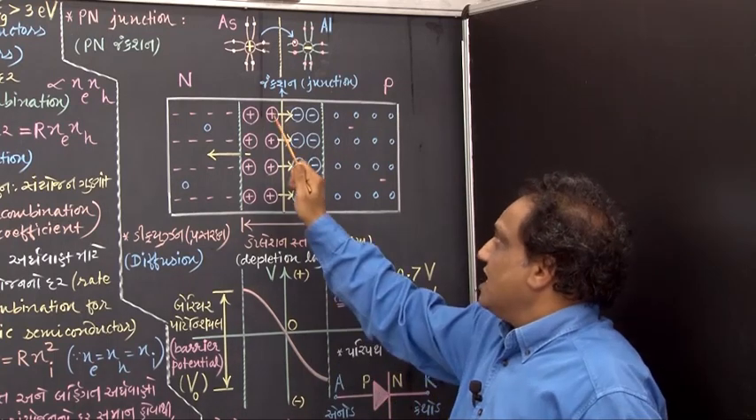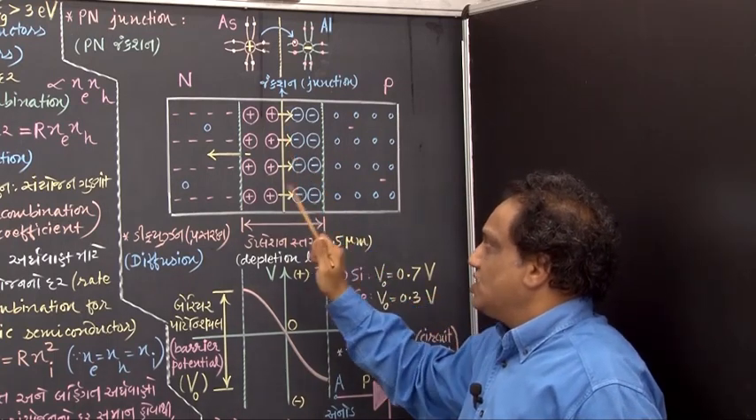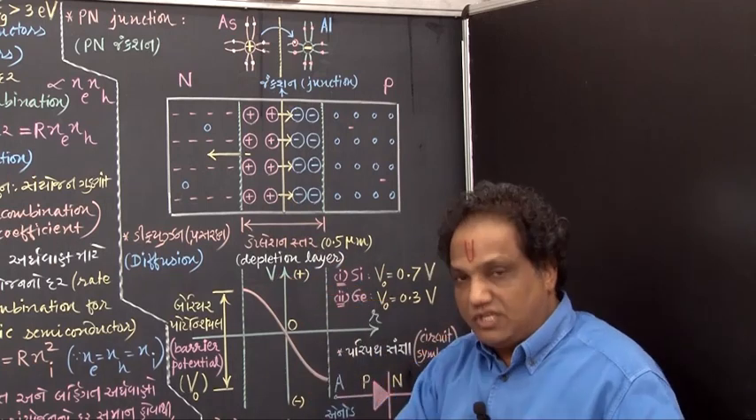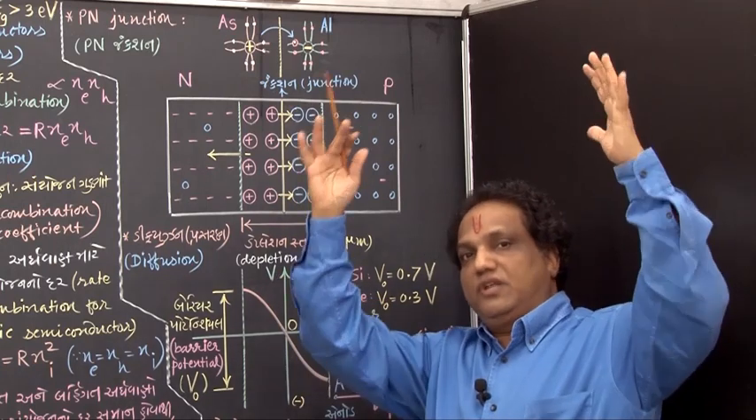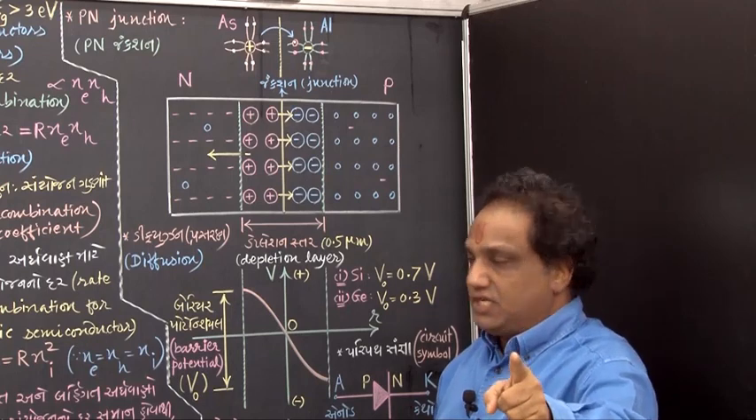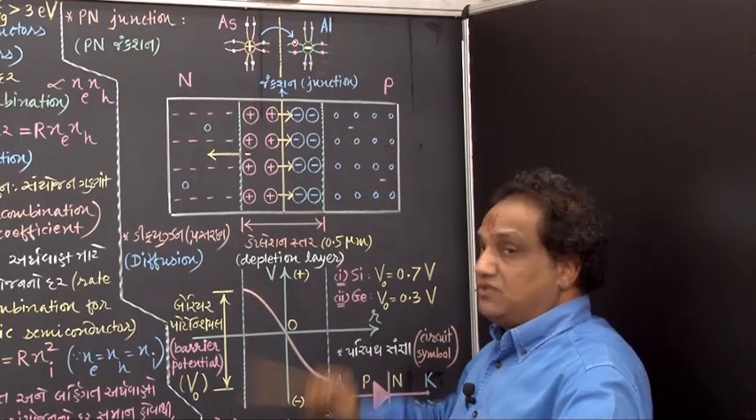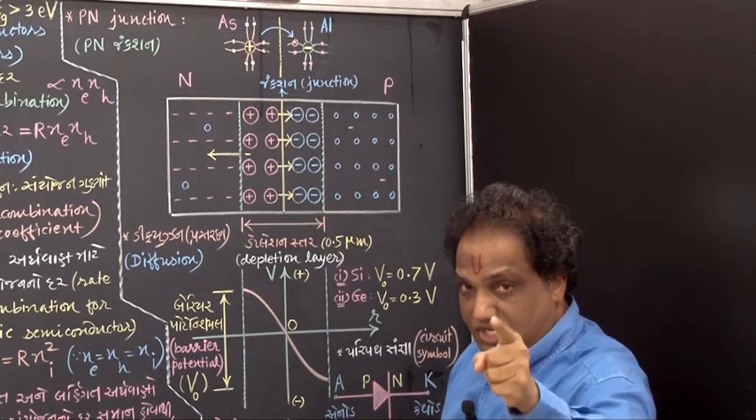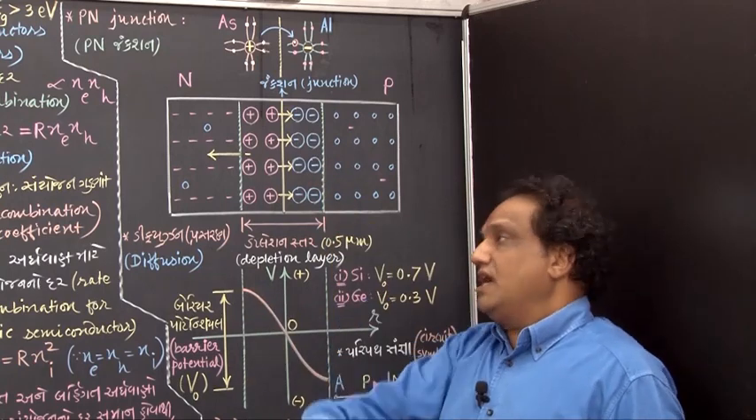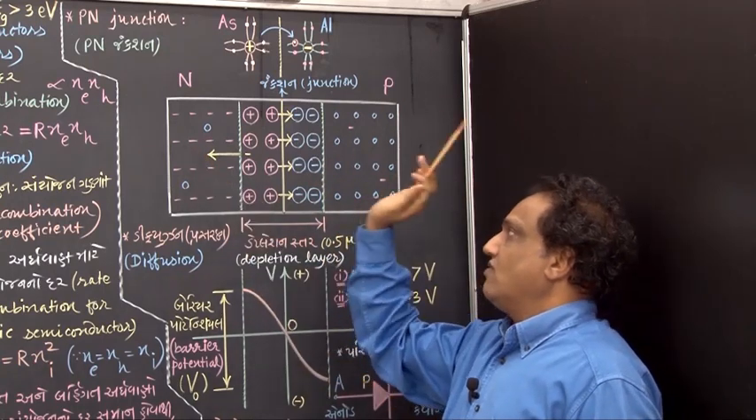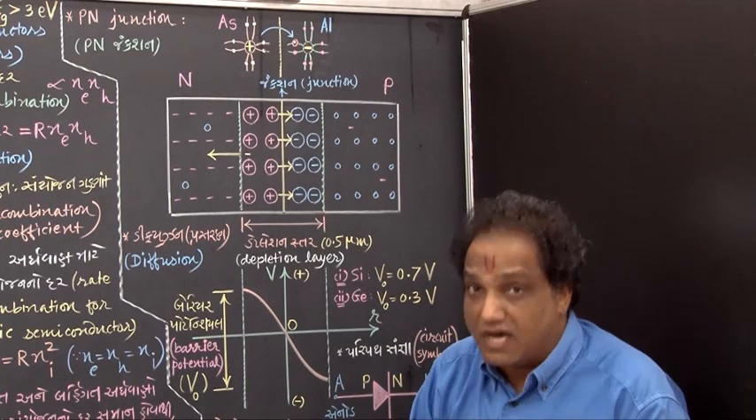At that time, this electric field becomes gradually stronger and stronger. The strength of the electric field goes on increasing. At one stage, this electric field becomes sufficiently strong such that now not a single electron can dare to enter from N to P type semiconductor.